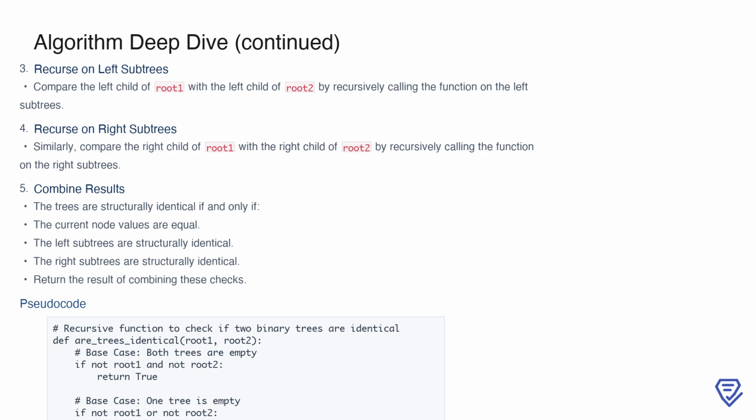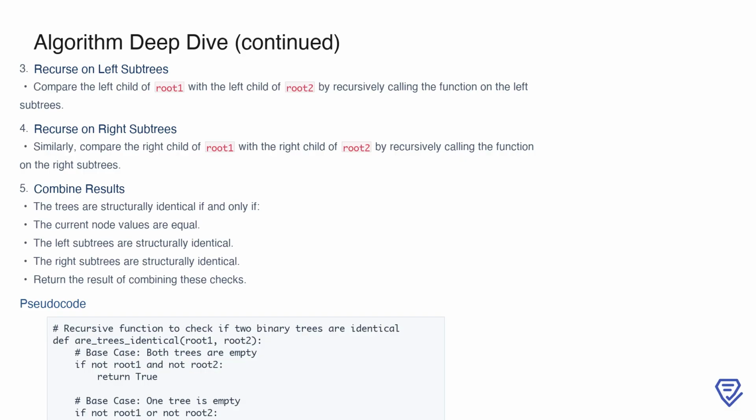We compare the left child of the root node in the first tree with the left child of the root node in the second tree by making a recursive call to our function with these left subtrees as input. Once the left subtrees are processed, we do the same for the right subtrees, comparing the right child of the first tree's root with the right child of the second tree's root, again using recursion. The results of these recursive calls are combined to determine the overall result.